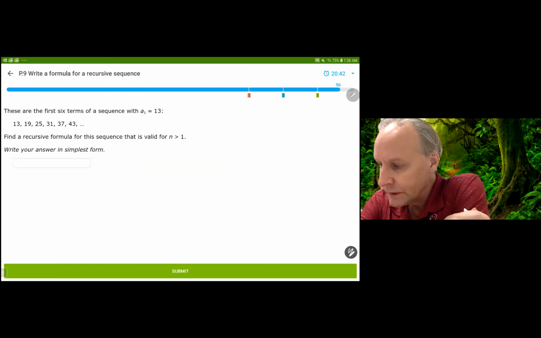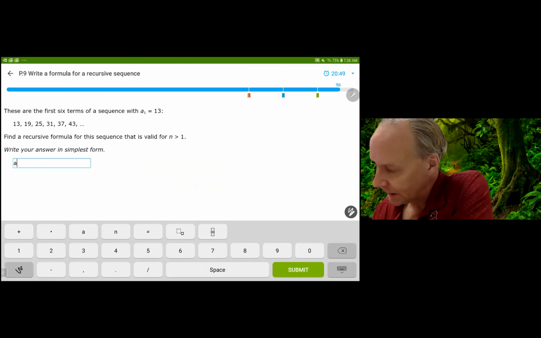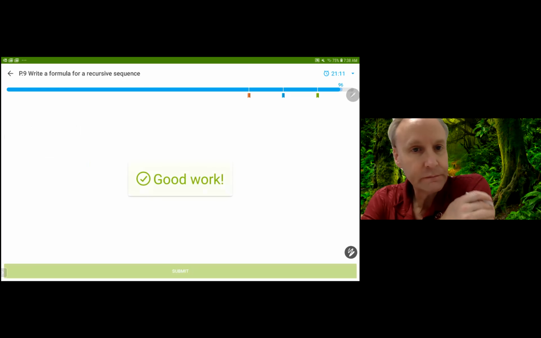In this one, it looks like we added 6, plus 6, plus 6, plus 6, plus 6. I'm just going to type it in. a_n equals a_(n-1). Oh, I should have typed the a first, then n minus 1, and it automatically goes there. It makes it a little faster. And what are we adding? 6, yep, plus 6 plus 6 plus 6.